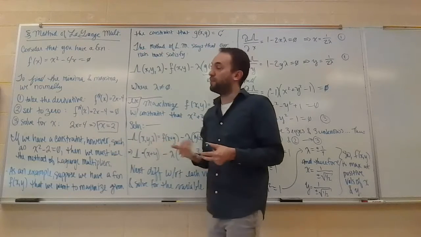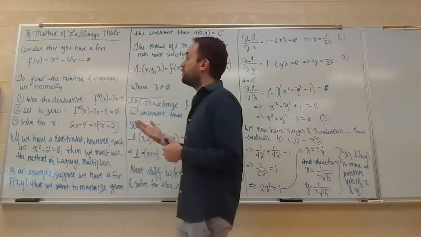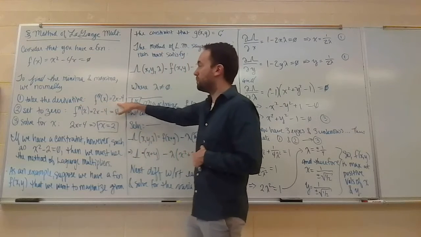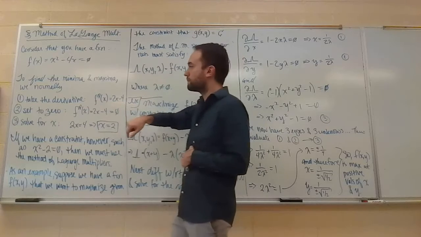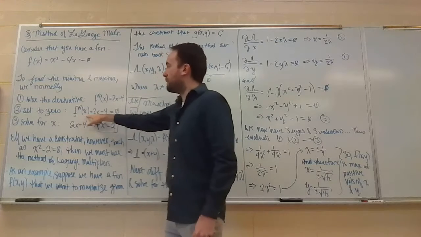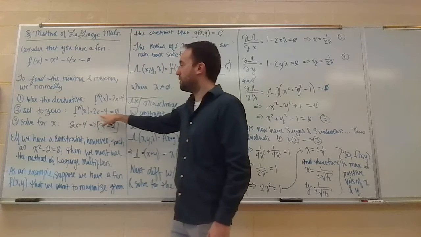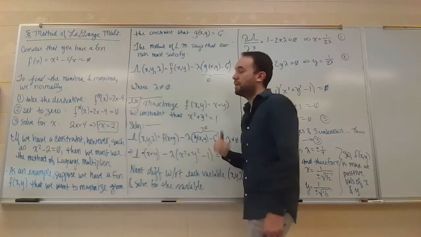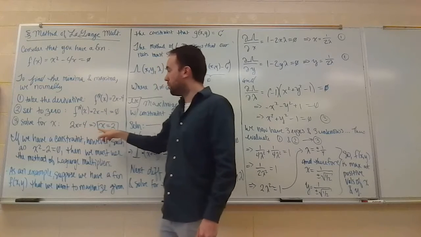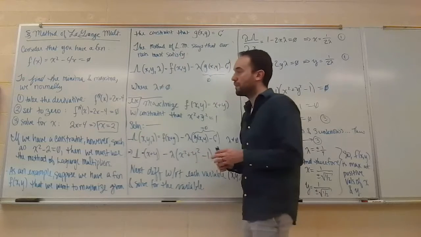If we wanted to find the maxima and minima, we would normally take the derivative. So f prime of x would be 2x minus 4. Then we would set that equal to 0. So f prime of x equals 0, which means that 2x minus 4 is equal to 0. Then we would solve this for x, and so therefore 2x would equal 4, and x would equal 2.